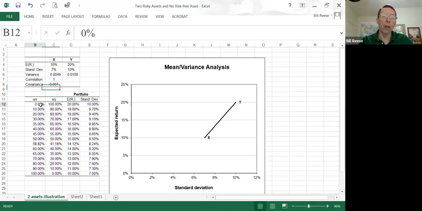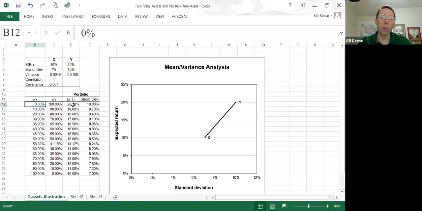Then what we have here is different weights of X, going from 0 to 100. So we don't have any negative weightings here. We will later on, okay, but we don't have right now any negative weightings on X. And of course, the weighting on Y is always going to be 1 minus the weighting on X. So if we change the weighting on X, it will change automatically the weighting on Y.